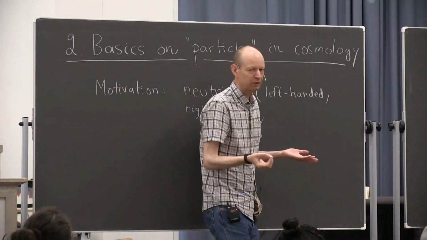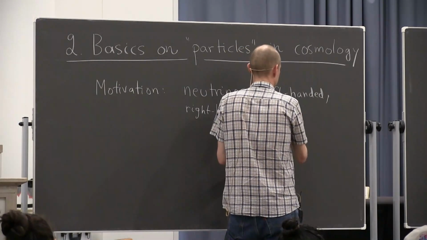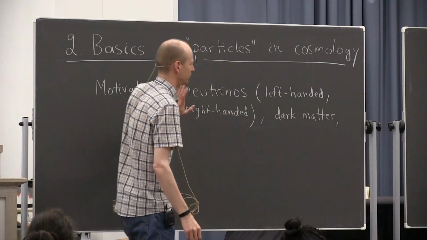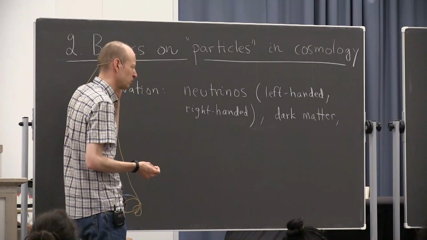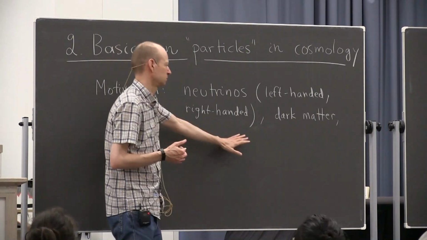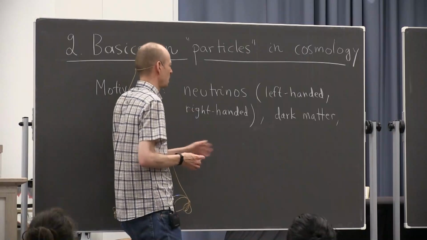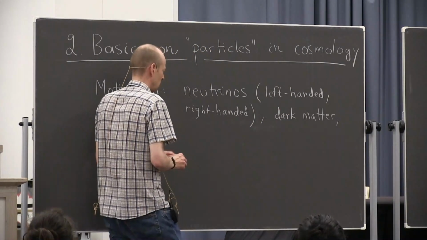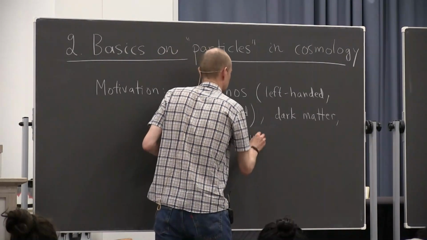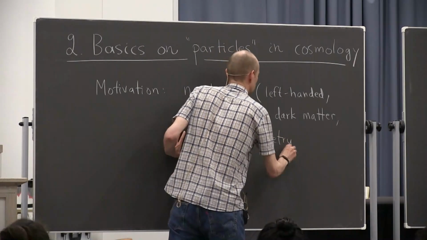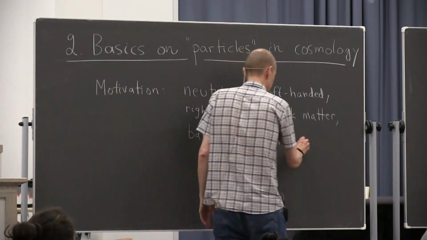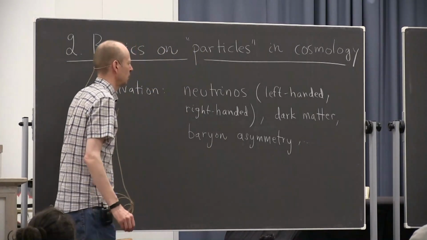Then dark matter. We don't know what dark matter is, so it's not guaranteed that it's particle-like, but still most of the models that are simple and attractive are particle-like dark matter models. Also baryon asymmetry is one of the big issues in cosmology, and of course baryons are particles, protons, neutrons, and so forth.